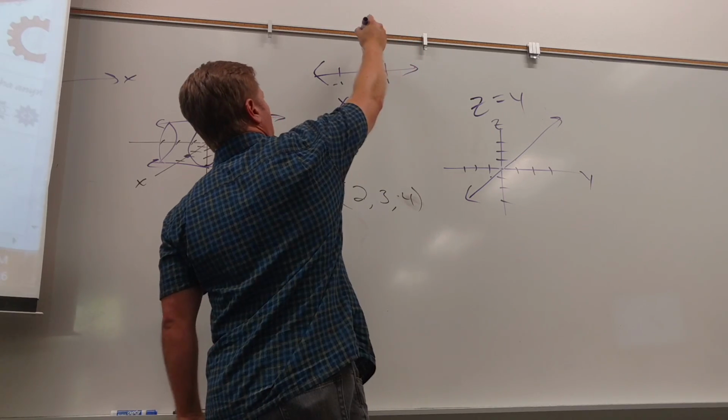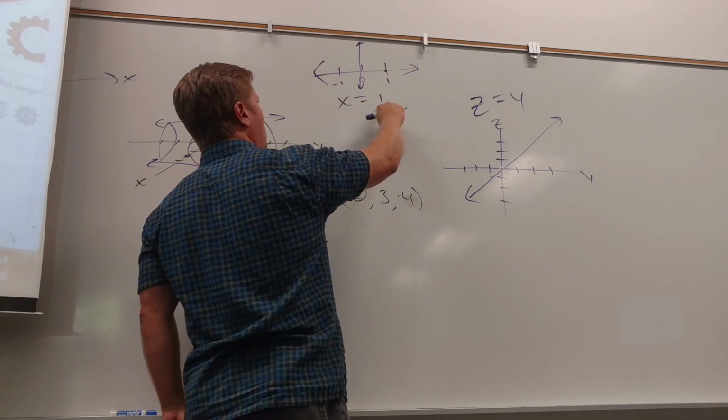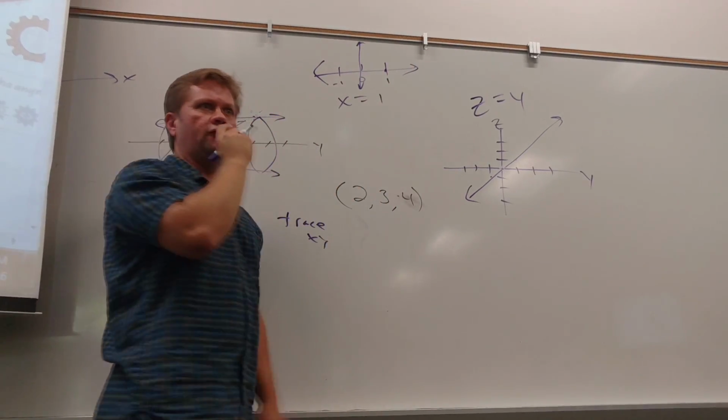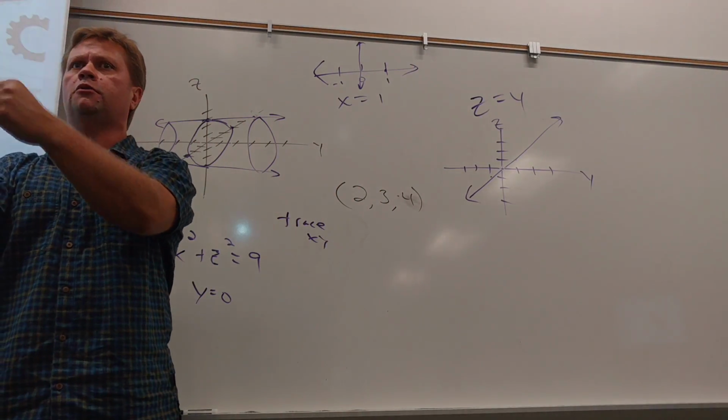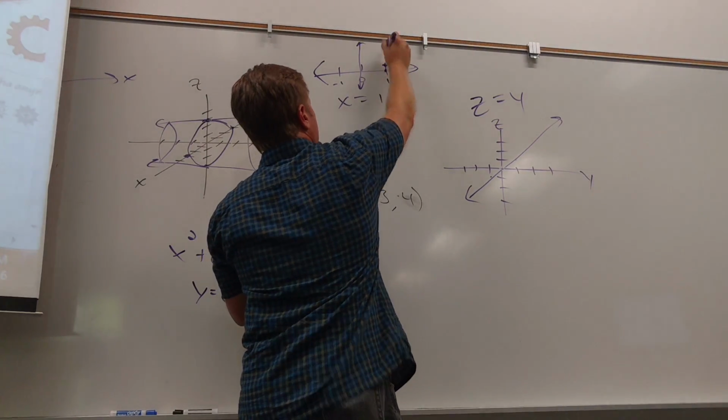It's a point. So now if I add another dimension, what does x equals 1 look like? It's everywhere where the x piece of the point is 1. So it's going to be 1 there, 1 there. It's going to be this.